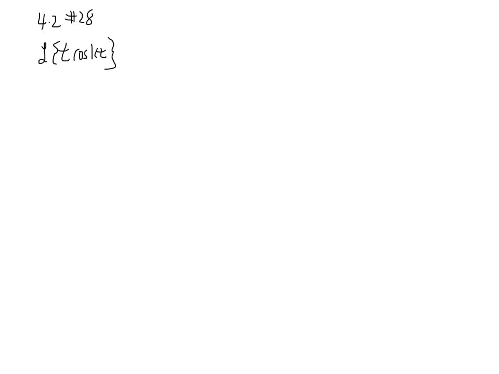Back to this problem again. This is almost the same problem we had back in section 4.1, except we had a 2 there instead of a k. What you're going to do on this one, you're going to notice that f at 0 happens to be 0. And we're going to take this f of t equals t cosine kt, and we're going to take the derivative.